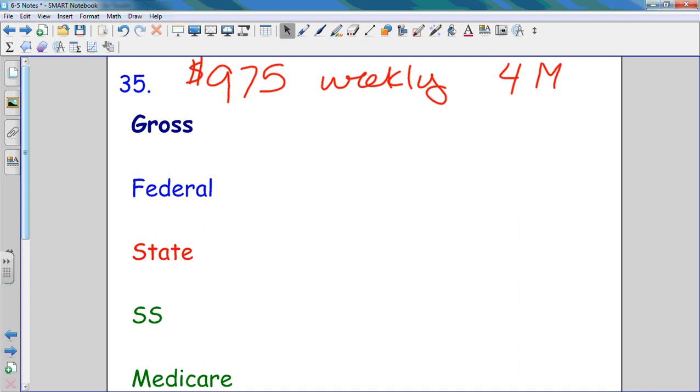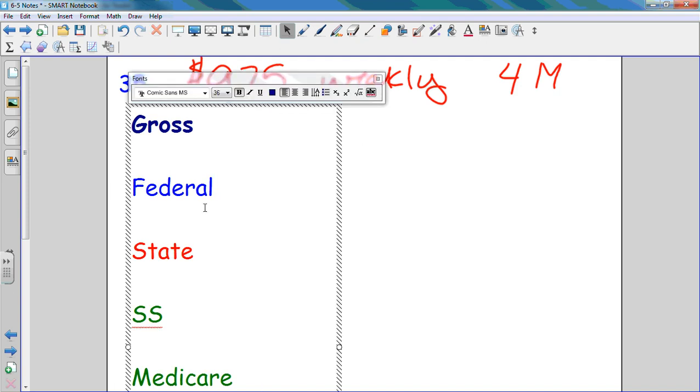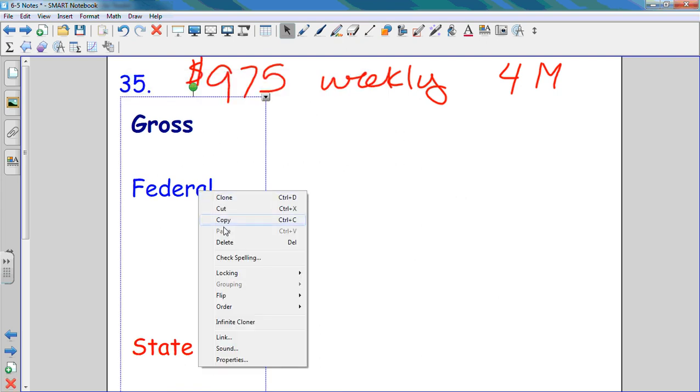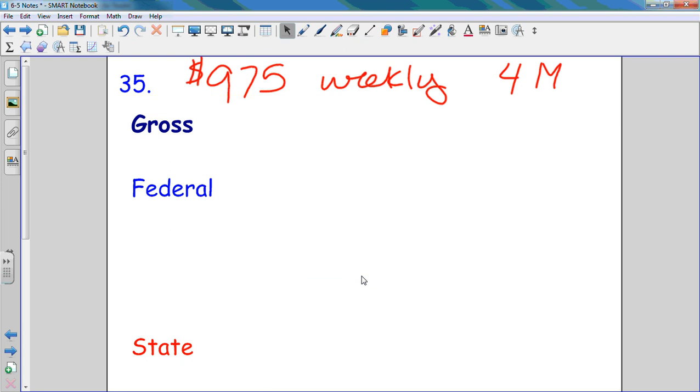Now I'm going to do. How do you find semi-monthly? Hold on just a second. I'm going to give myself a little more room for federal. Semi-monthly? What do you mean? Like in your chart? You're not given a chart for semi-monthly. I don't know. I have to look. Hold on. Okay, we're doing number 35 right now.